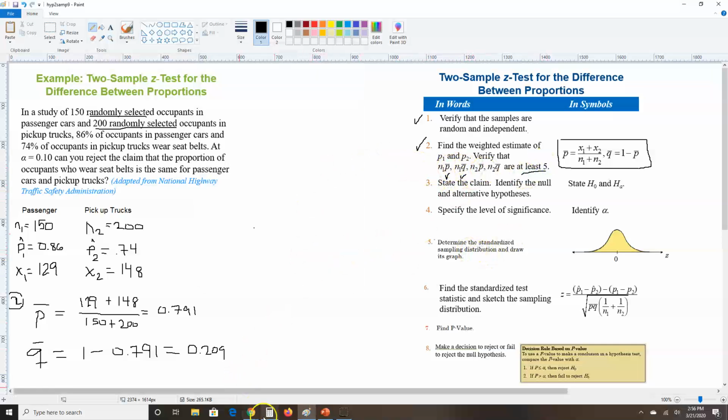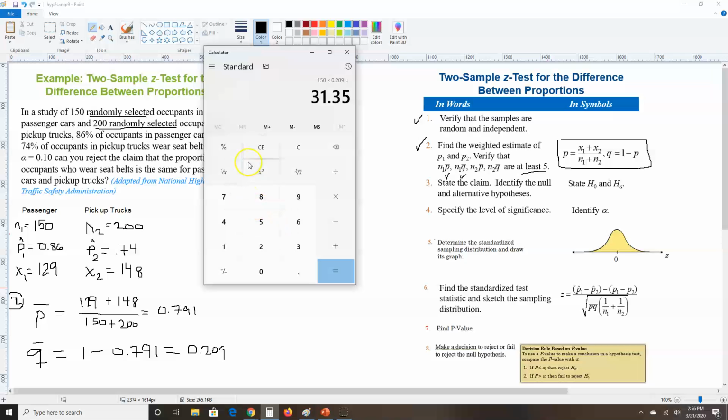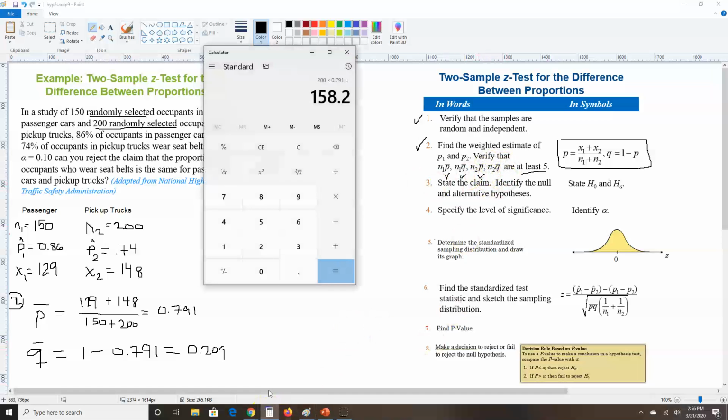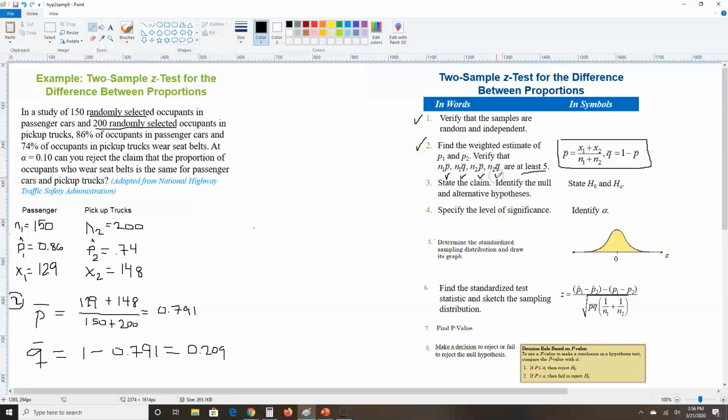Now I'm going to do N2 with P bar. So how much is my N2? 200 multiplied by P bar, 0.791. Did I get more than 5? Yes. So let me put a check mark under here. Now I'm going to do N2 times Q bar. N2, 200 times Q bar, 0.209. Did I get more than 5? Yes. So I pass all my checkings here.